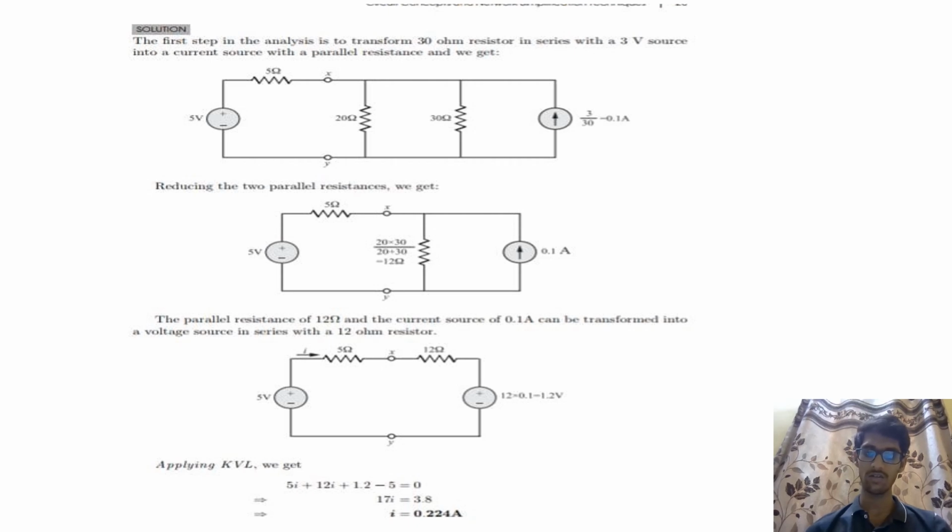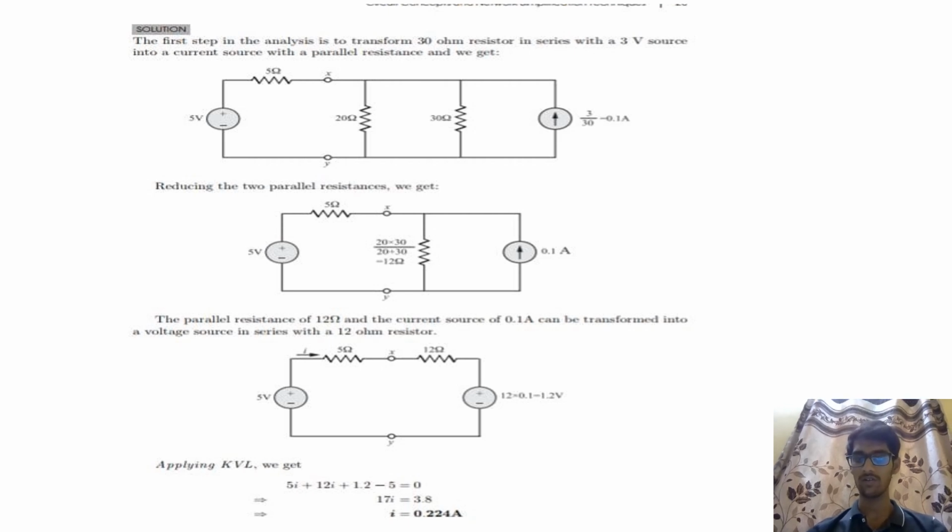Again we will convert. Now we have the 12 ohm parallel resistance and the 0.1 ampere current source in parallel. So we can convert it again to a voltage source by applying the formula V equals IR, from Ohm's law. I is 0.1 ampere and R is 12 ohms. We multiply 12 into 0.1 and get the voltage source value as 1.2 volts.